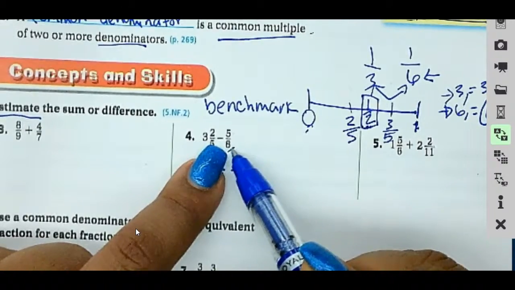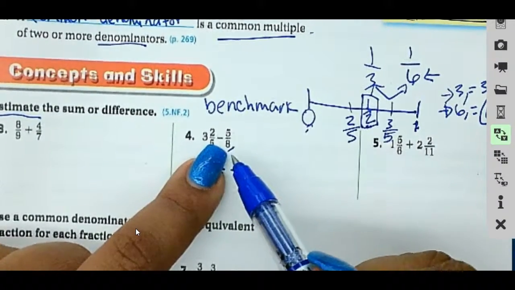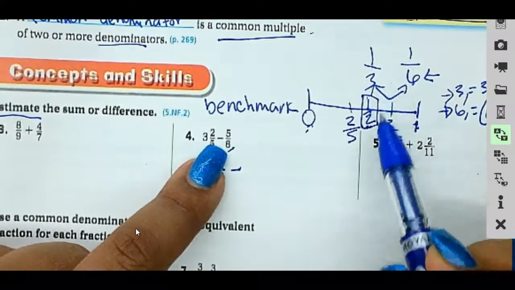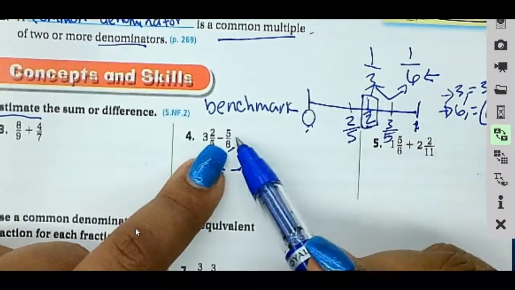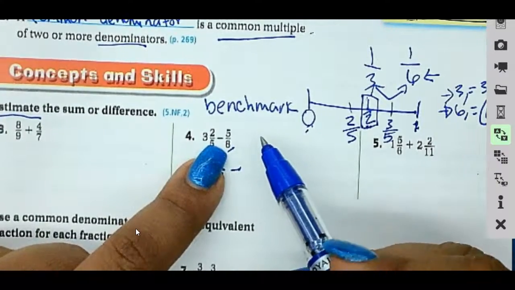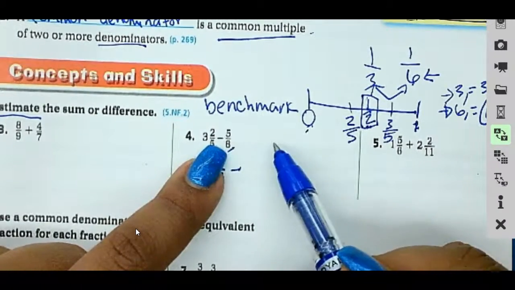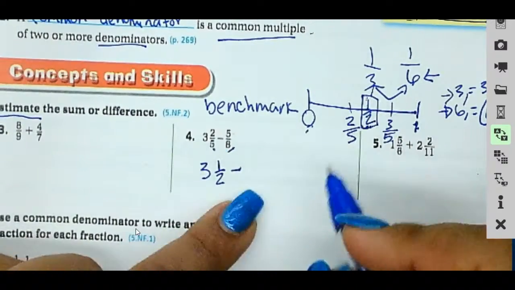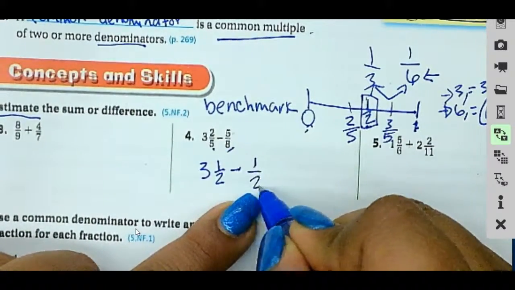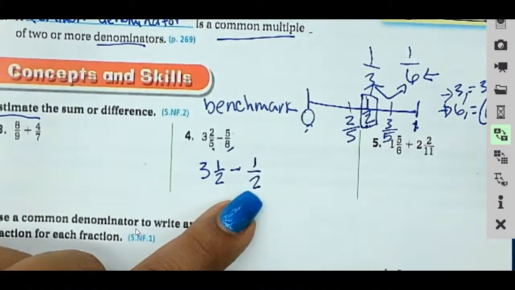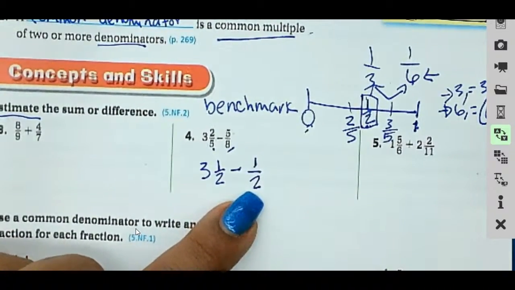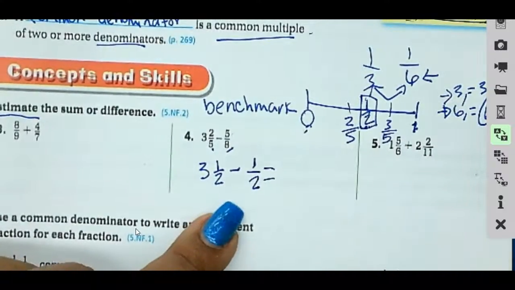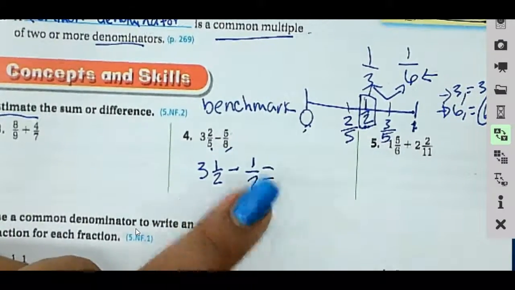And I guess this is a place where you can start. What is half of 8? Because half of 8 will be my half benchmark. So 4 is half of 8, right? Is 4 close to 5? It is. So then I can say that half will be my educated guess. I'm going to use that benchmark. So now I'm ready to subtract. I have 3/2 minus a half.